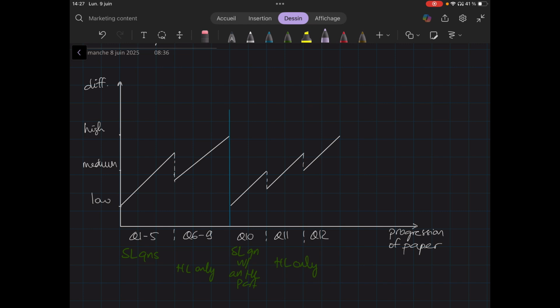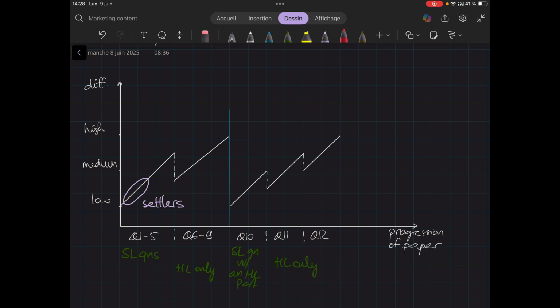The first few questions on the paper are always going to be easy, or in assessment lingo, accessible. We call the first three questions the settlers. They're intended to settle you down to take the exam. Questions 4 and 5 in section A tend to be a bit more challenging because it is at the very top end of the SL paper.